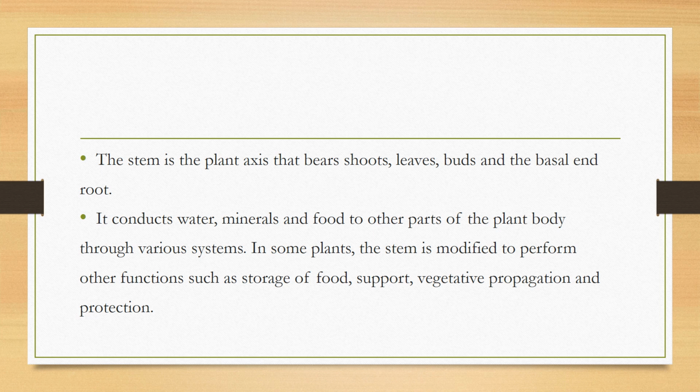So the stem is a plant axis that bears shoot, leaves, buds, and the basal and root. So the stem conducts water, minerals, and food to other parts of the plant body through various systems. Okay, in some plants, the stem is modified to perform other functions, as we will study later, such as storage food, support, vegetative propagation, and protection.